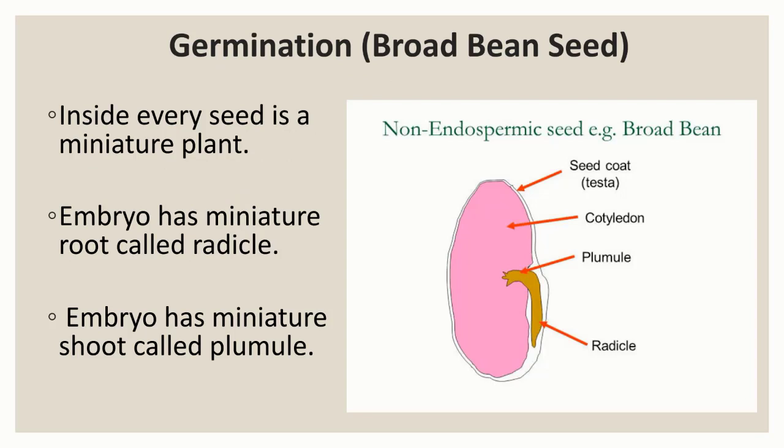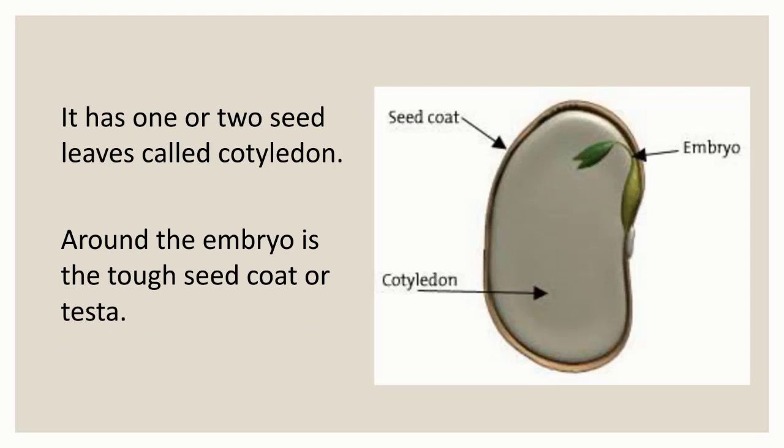First we will talk about the inside of a seed. Every seed has a miniature plant or embryo. The embryo consists of a miniature root or radicle. The embryo also consists of a miniature shoot or plumule. The embryo consists of one or two seed leaves called cotyledons. The cotyledon provides the seed with food. Around the embryo is a tough seed coat, the testa.